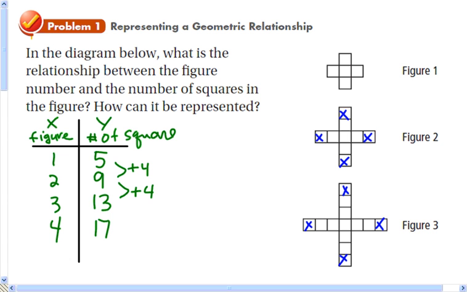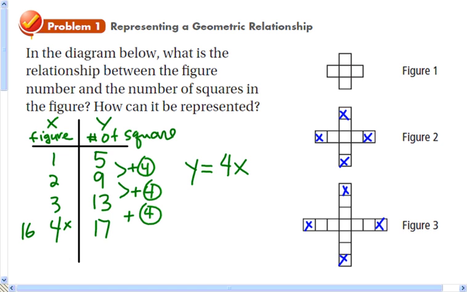And we can use that to help write an equation to represent the situation. So we can see that the number of squares, since you're adding 4 each time, we can just say that we need to multiply the figure number by 4, because every time we increase the figure by 1, the number of squares increases by 4, so we can just multiply by 4. And our figure number is X, so we're going to say Y, the number of squares, is equal to 4 times X.